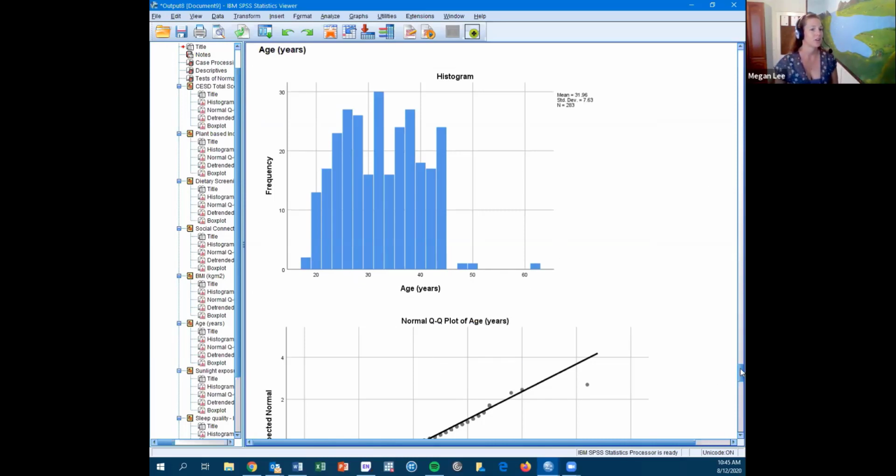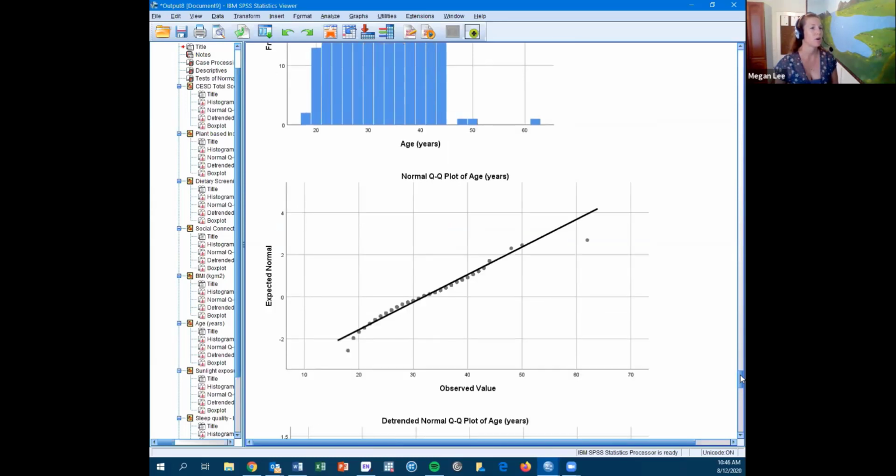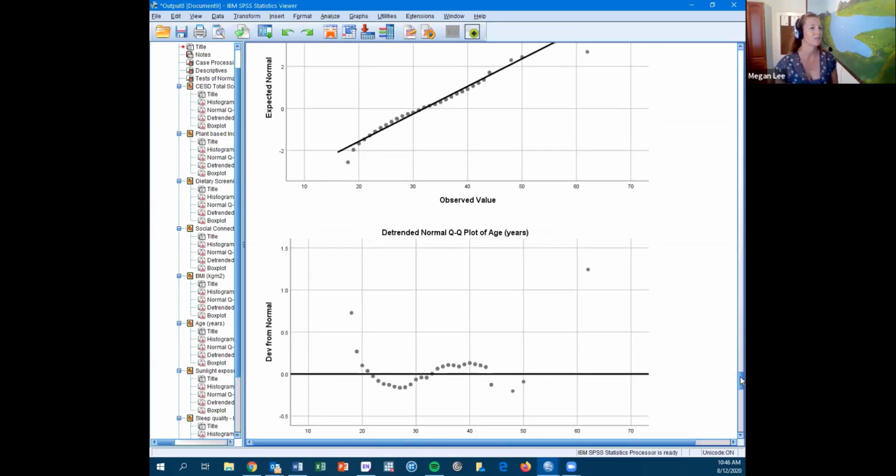Age, there's our QQ plot. We've got some people who are quite old. That's all right, not a problem.